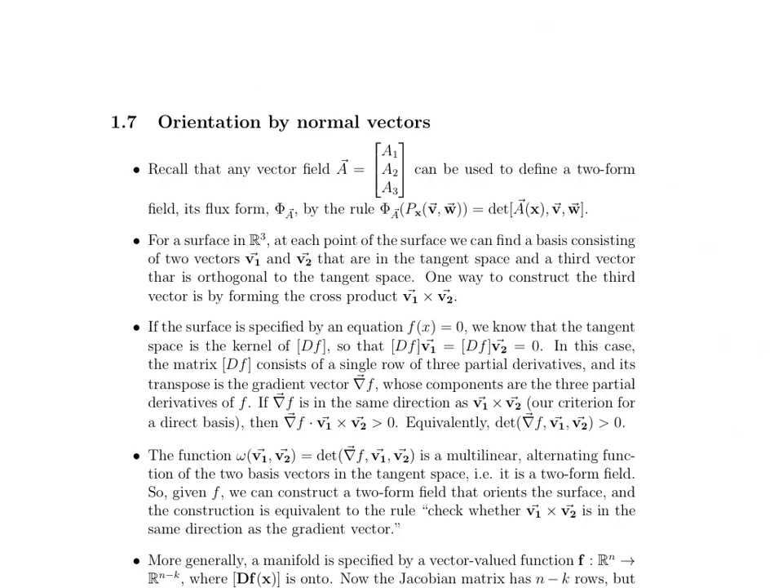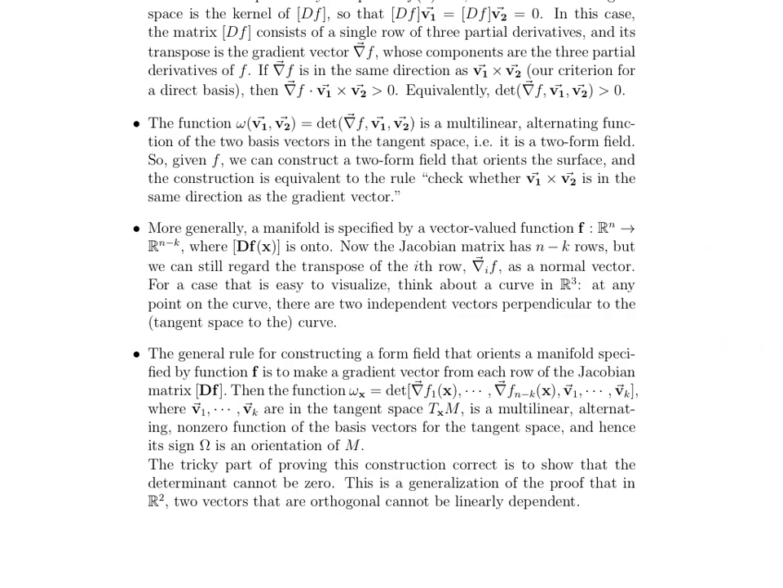So this function, the determinant with first column the gradient, second column v1, third column v2, is multilinear. It's an alternating function of the two basis vectors in the tangent space, and so it is a two-form field. So given f, we can construct a two-form field that orients the surface, and the construction is basically equivalent to the rule of checking whether the cross product of your two tangent space basis vectors is in the same direction as the gradient vector of your surface. And this can be generalized.